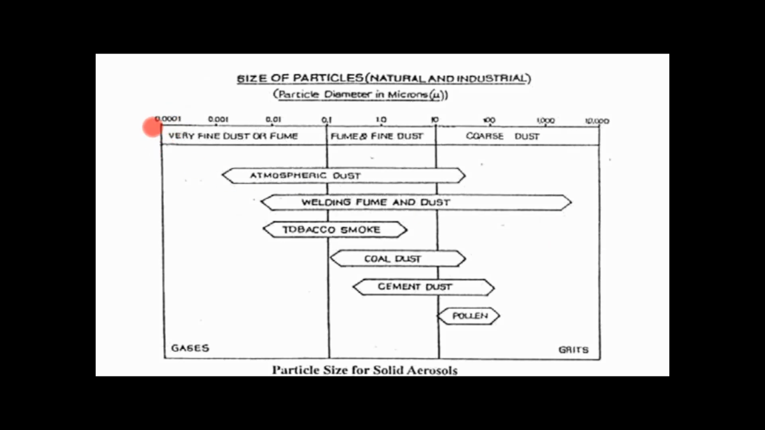So if you observe, it ranges from 0.001 micron up to 10,000 microns. If you observe the particle size of the solid aerosols, it mainly ranges from 0.1 to 10. In this range, the atmospheric dust, welding fumes and dust, tobacco smoke, coal dust and cement dust are involved. This is the main range where most of the solid aerosols are covered, that is from 0.1 to 10.